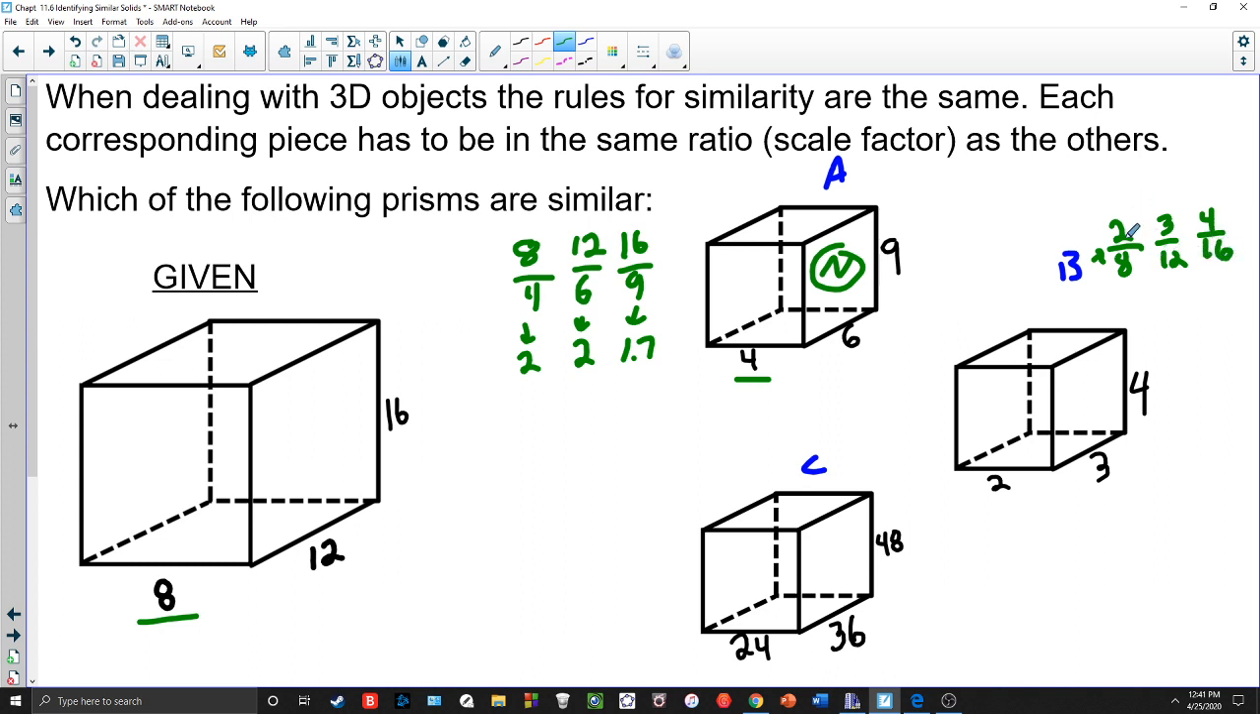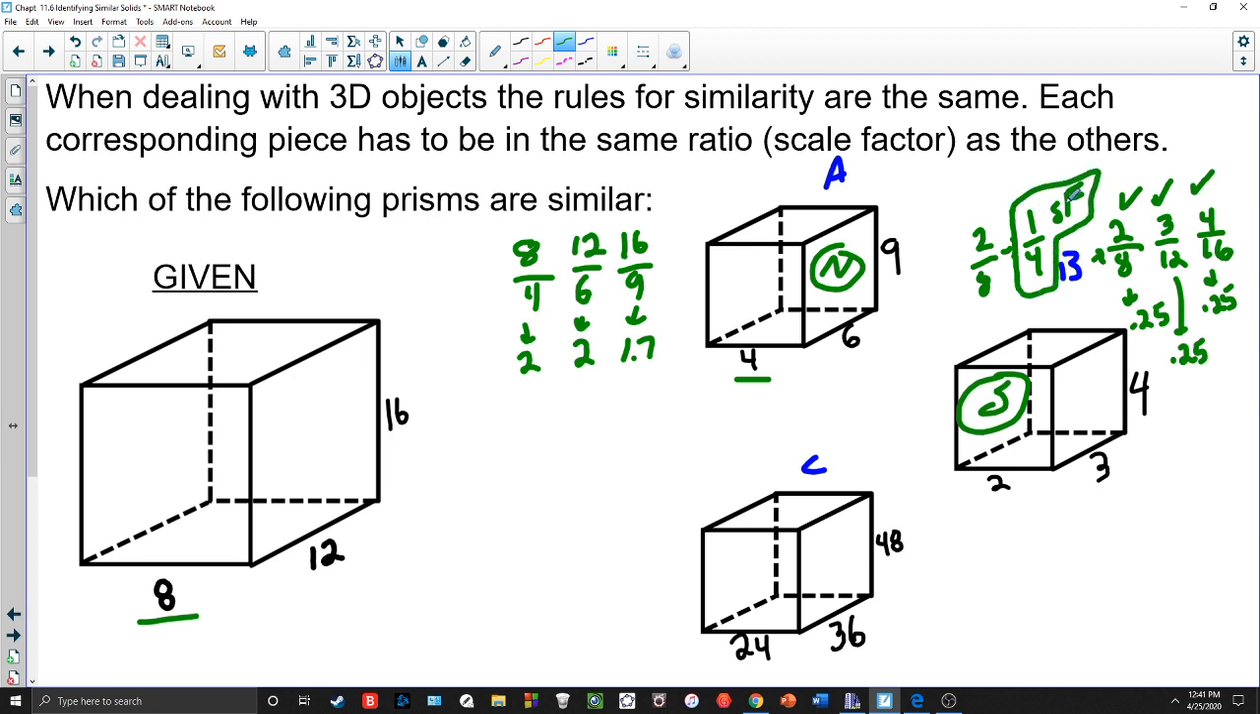So I can either reduce these fractions or make them into decimals, like I did here. 2 divided by 8 is 0.25. 3 divided by 12 is also 0.25. And 4 divided by 16 is also 0.25. Because all these three work, this is a similar shape. In this case, the scale factor is simply any one of these three fractions reduced. So pick one, let's say 2 over 8, and reduce it. 2 over 8 reduces down to 1 over 4. That is the scale factor.